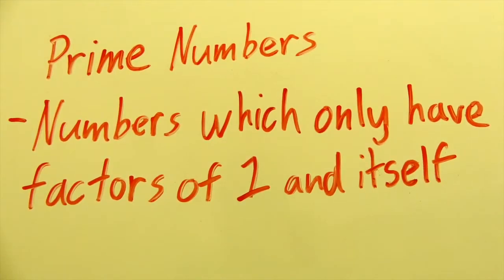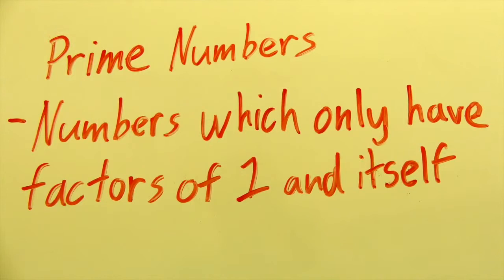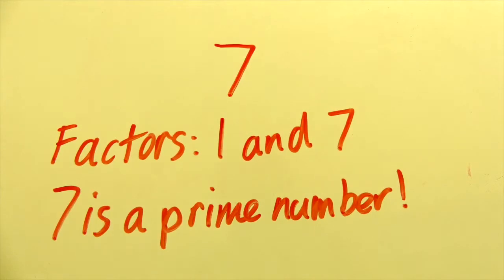Now that we know about factors, we can talk about prime numbers. Prime numbers are numbers which only have factors of 1 and itself, which means for a prime number, only 1 and itself can be multiplied by a whole number to equal the prime number. I have the number 7 here. Now 7 is a prime number because its factors are only 1 and 7. If you try to put any other number in there, then it wouldn't work.